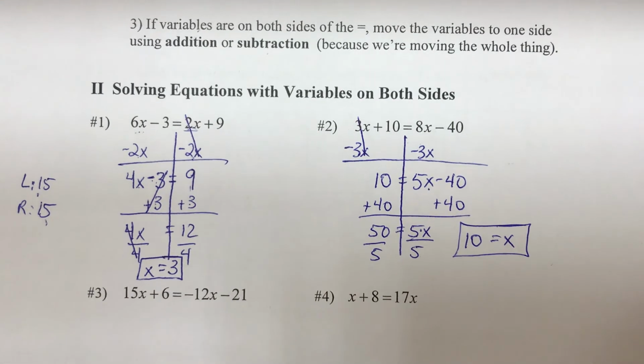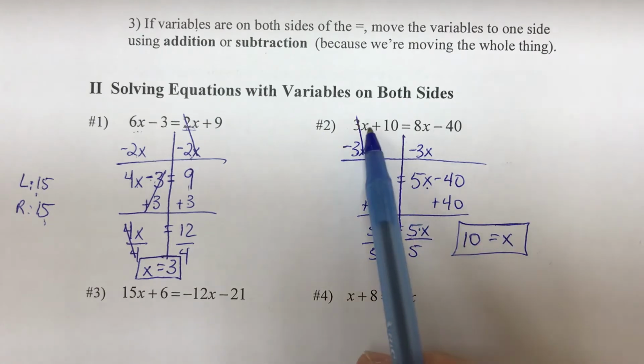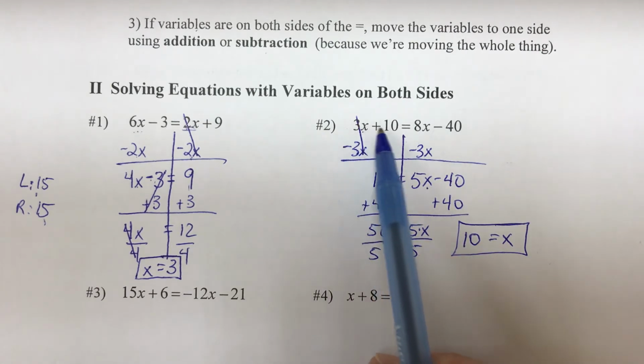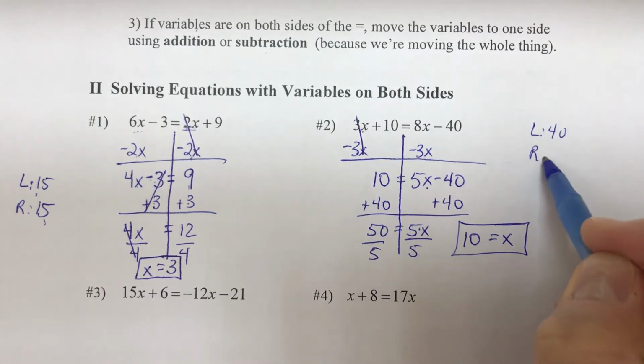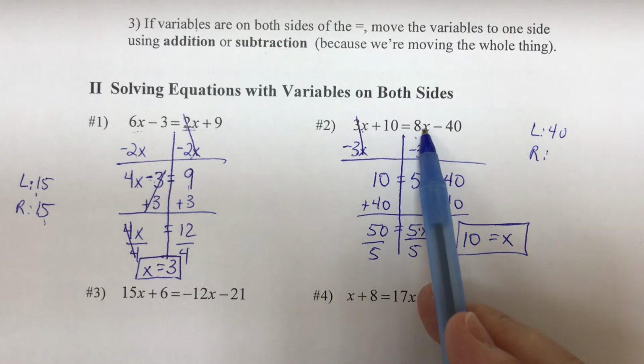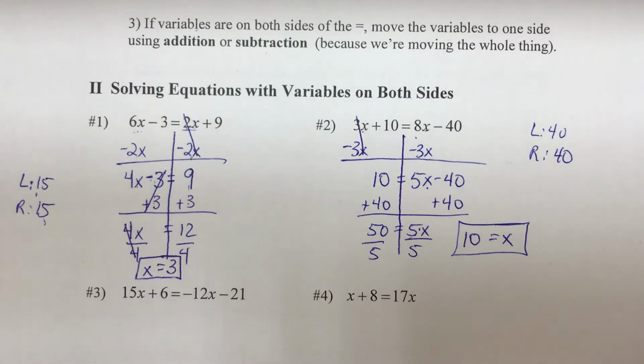Okay, and then you can check that again and make sure the left side and the right side are the same. I could actually do this pretty quick in my head. 3 times 10 is 30 plus 10. So the left value is 40. And then 8 times 10 is 80 minus 40 is also 40. So it's good.